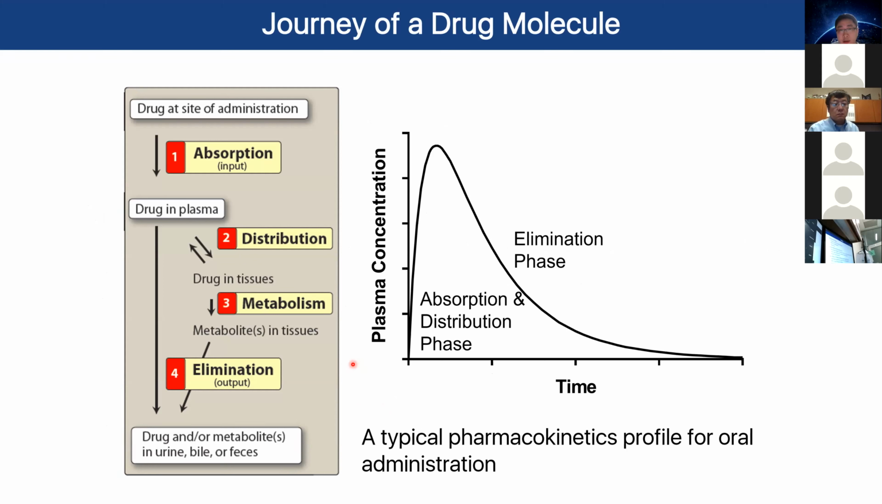So for a drug molecule, once it gets into our body, the so-called journey of a drug molecule is that it's going to go through the so-called ADME process, right? First it gets absorbed, then it gets distributed into the tissue, then metabolized, and eventually eliminated from the body. This is the so-called ADME.